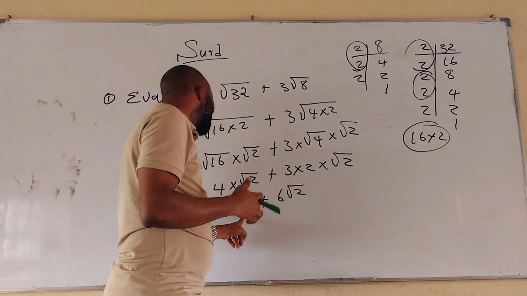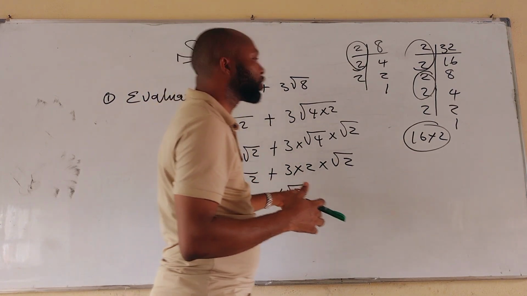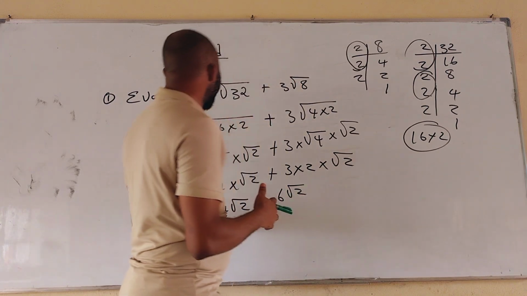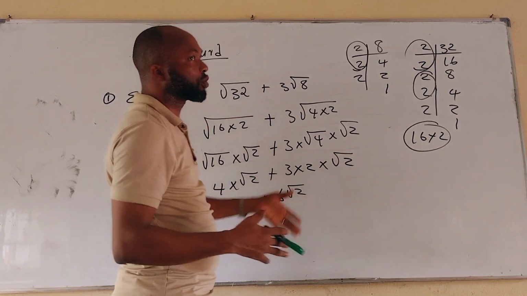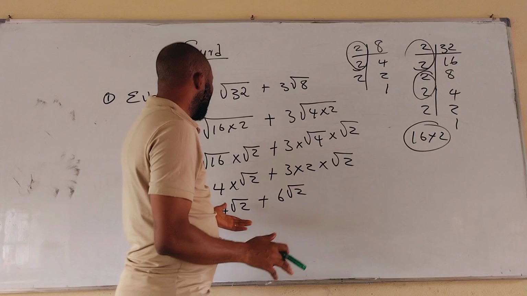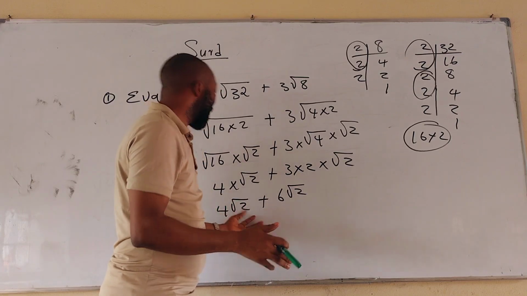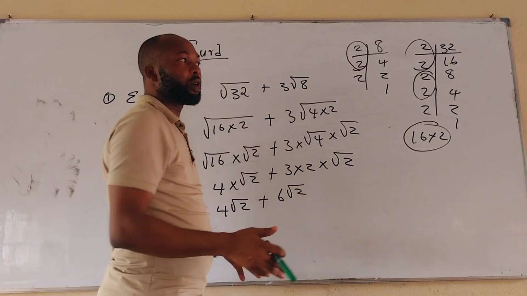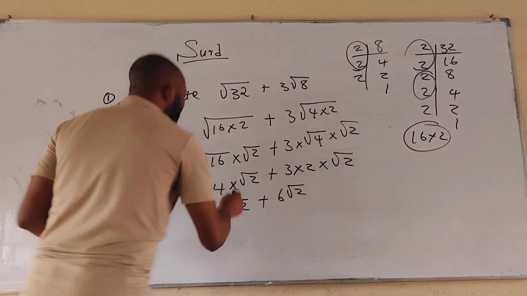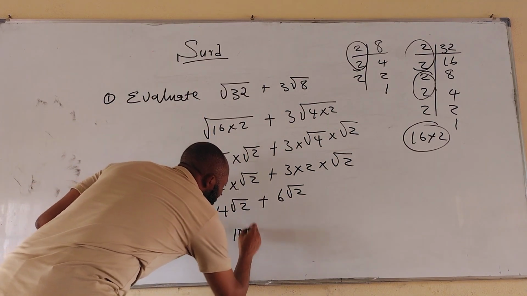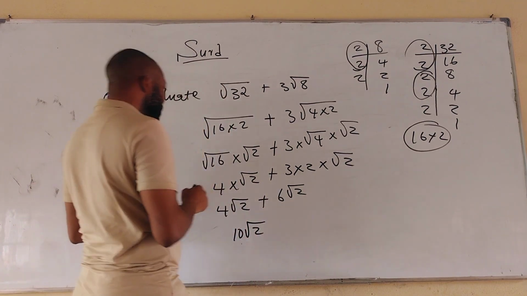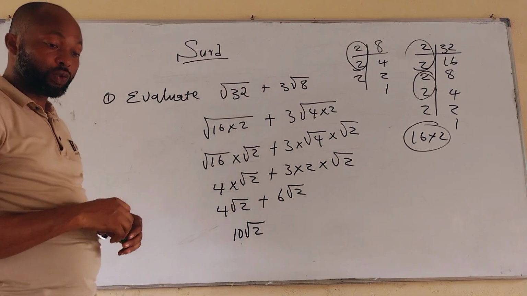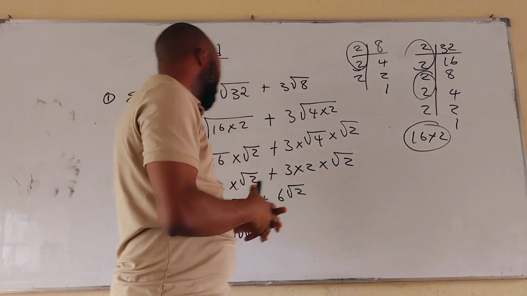If you check here, we have 2 root 2. We have here root 2. They are similar. So 4 root 2 plus 6 root 2 will give us 10 root 2. So this is like 4 apples plus 6 apples will give us 10 apples, which is now 10 root 2. So that's how that goes in the addition of surds.